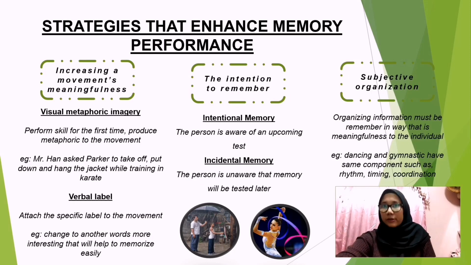And then verbal labels, which means attaching a specific label to the movement or to something you need to remember. For example, if you want to memorize the skill-related fitness components, you can change them into simple words or more exciting words that are easy to memorize. For example, Power Rangers by Coke and Sweet: P for power, R for reaction time, B for balance, C for coordination, A for agility, and S for speed.